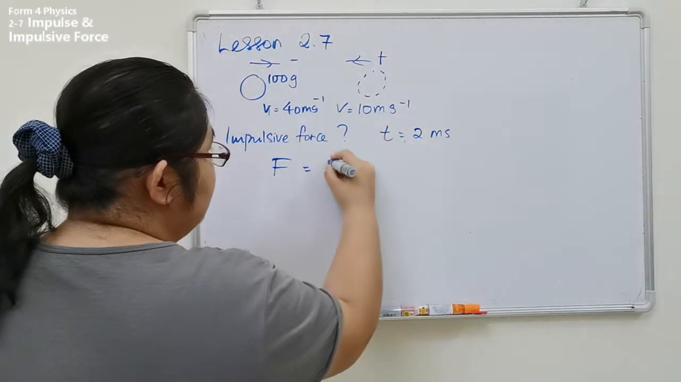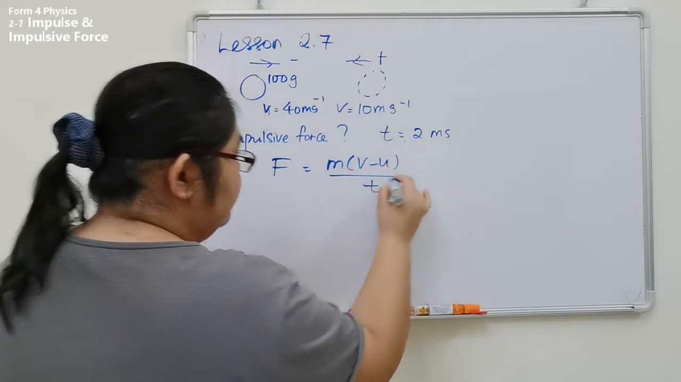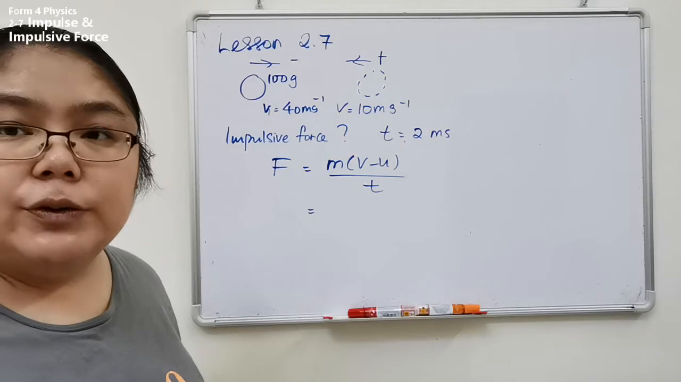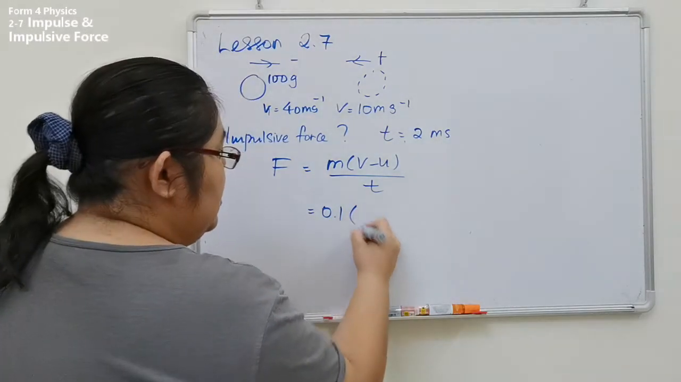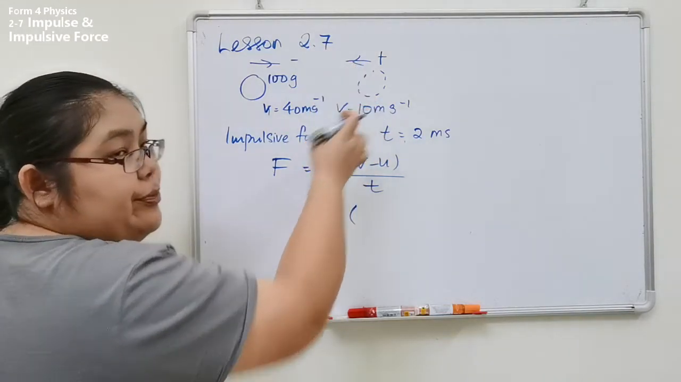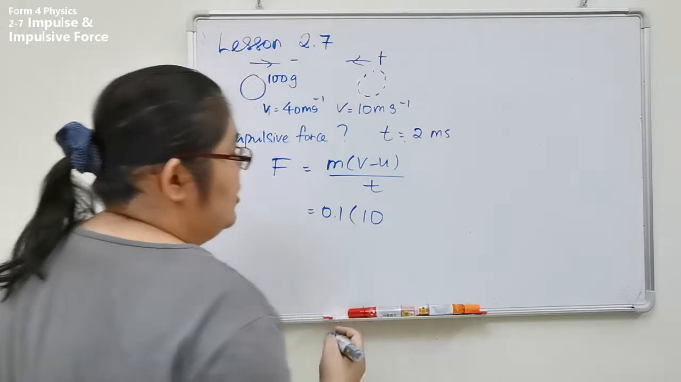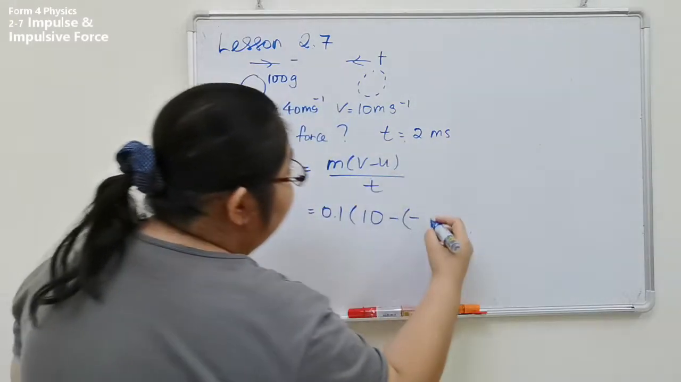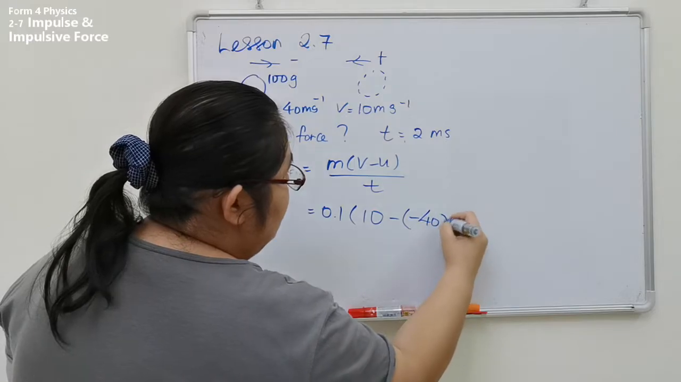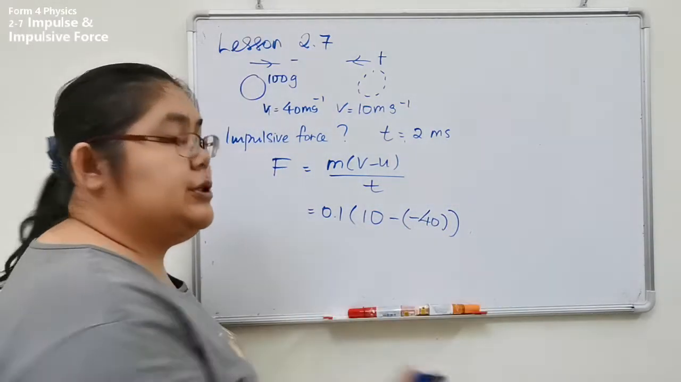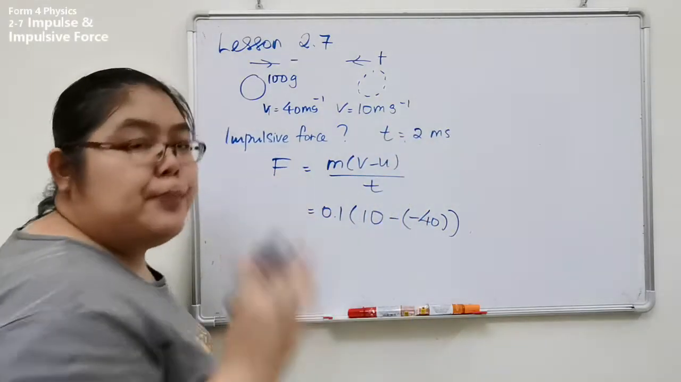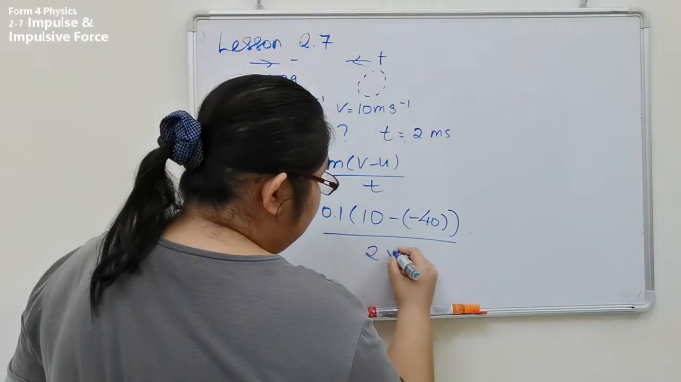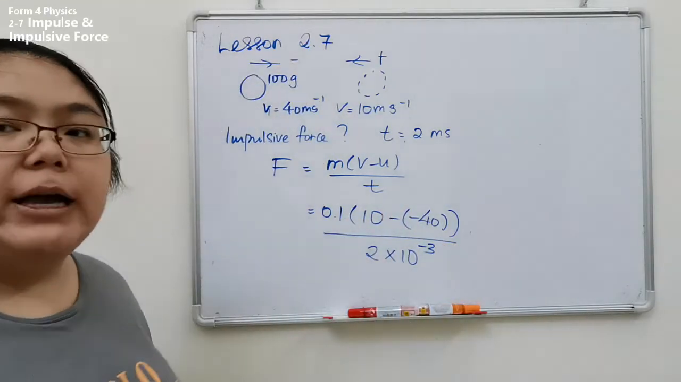So we apply the formula first, F equals m(v minus u) over t. Mass is 100 gram, please convert to kilogram, so it becomes 0.1. Final v is 10, so I take 10 as positive. Remember the minus. U is in the negative direction, negative 40. Can you see like this? So the final answer is surely positive. Time taken is 2 millisecond. Help me to convert milli to second. So it is 2 times 10 to the power of negative 3, dividing by 1000.